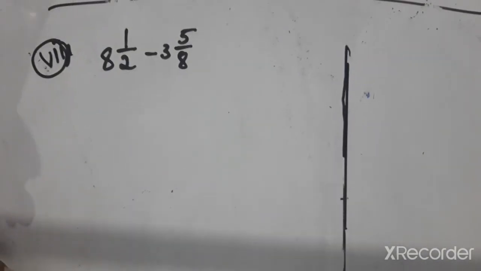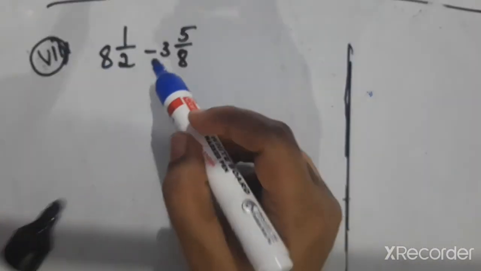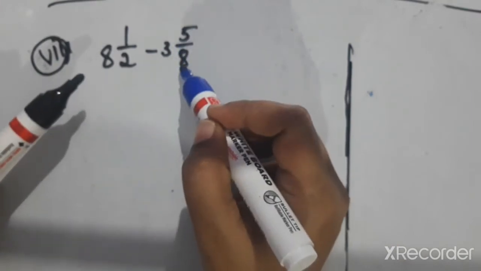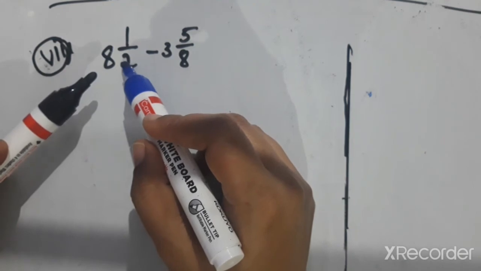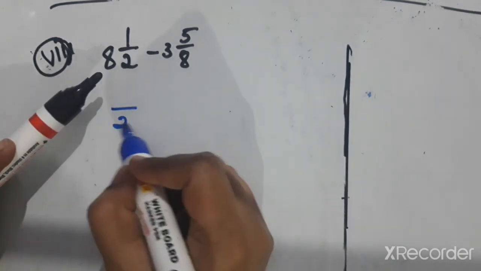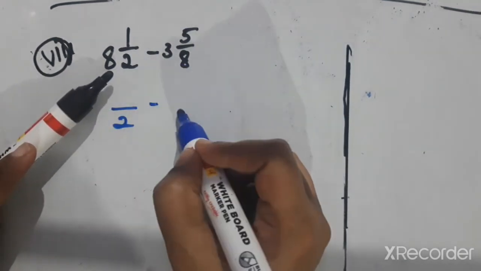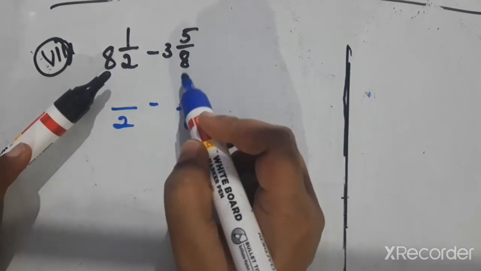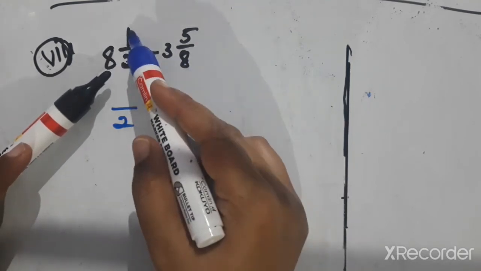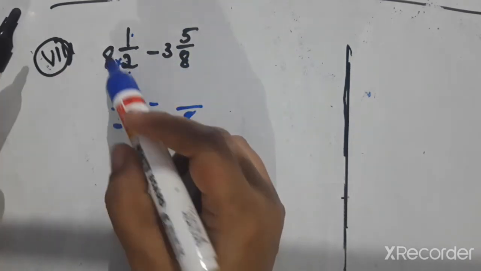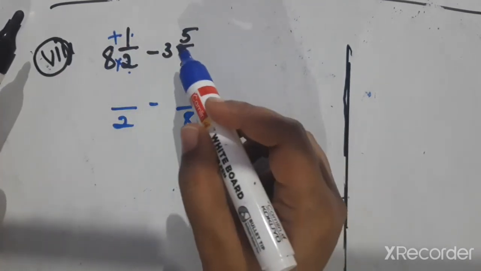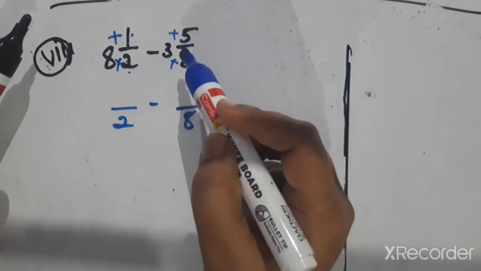Now the 7th question, 8 and 1 by 2 minus 3 and 5 by 8. Now we have to convert this mixed fraction into an improper fraction. First write the denominator 2 minus, here the denominator is 8. Below the line is the denominator, above the line is the numerator. 8 is the denominator. And here we have to multiply, and here we have to add it.